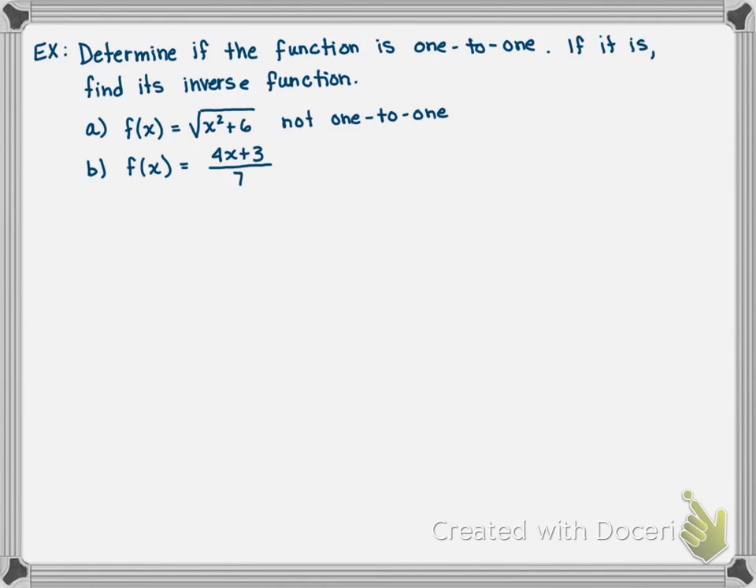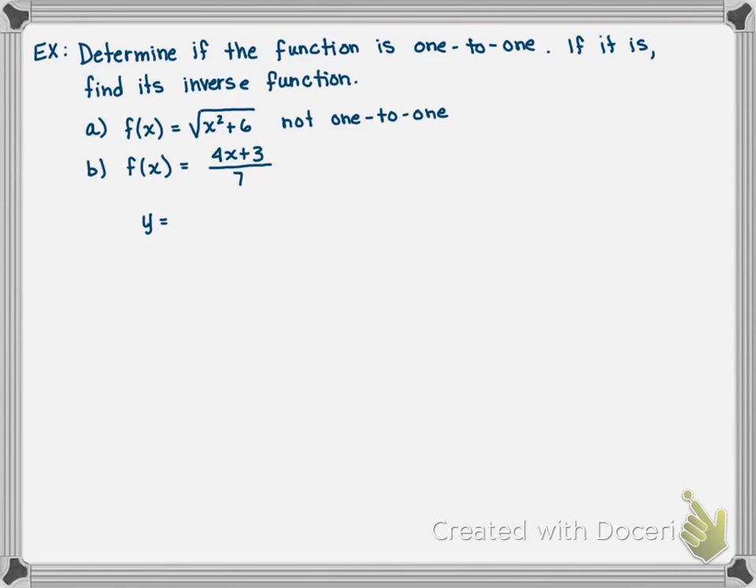We could think of it as 4/7 x plus 3/7, like if we divided each term by 7, right? So this one's actually just a straight line, and all lines are 1-to-1 except for horizontal lines. That'd be a pretty boring function for me to give you, a constant function. But all linear functions are going to be 1-to-1, so we can go ahead and find the inverse.